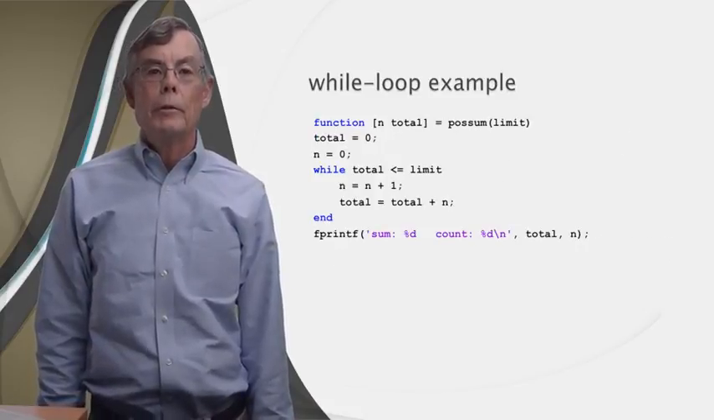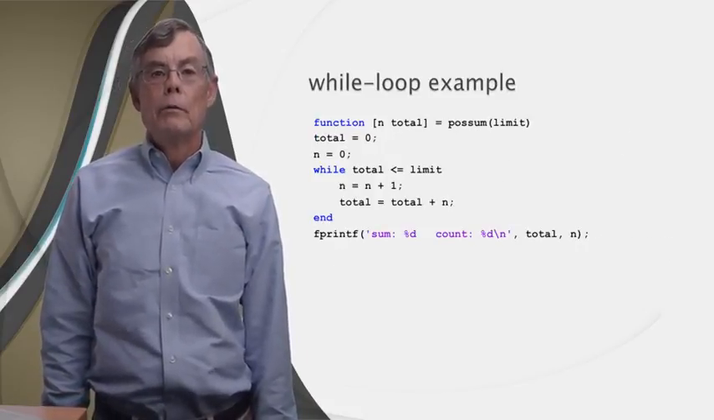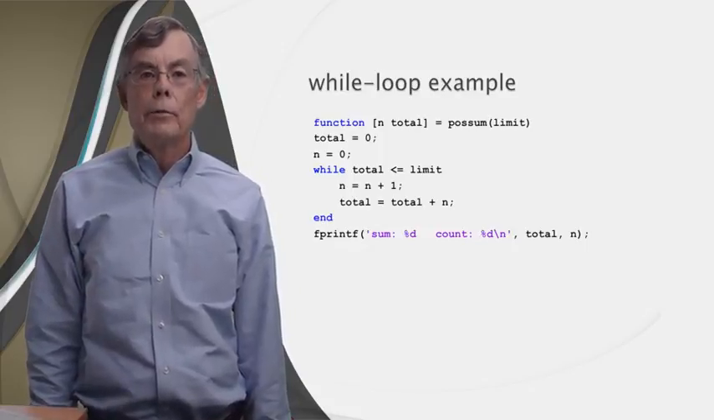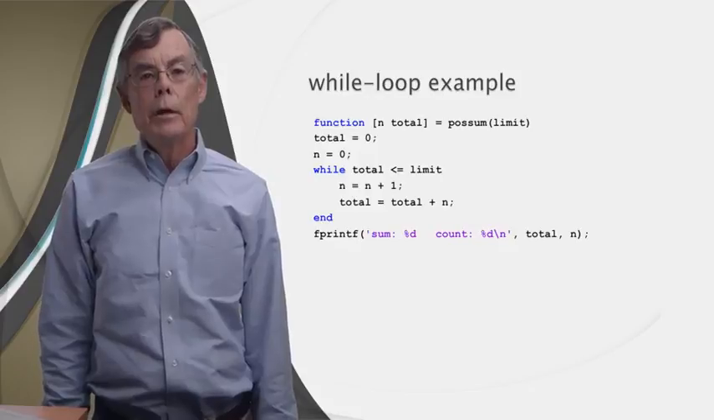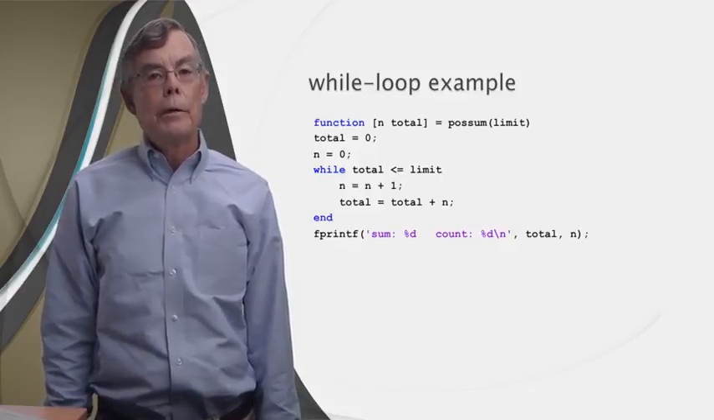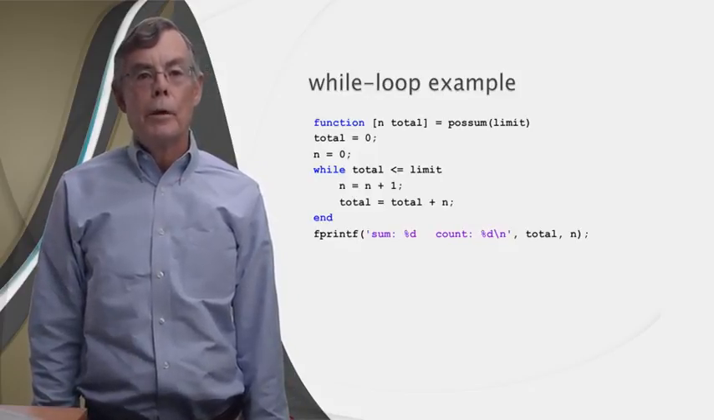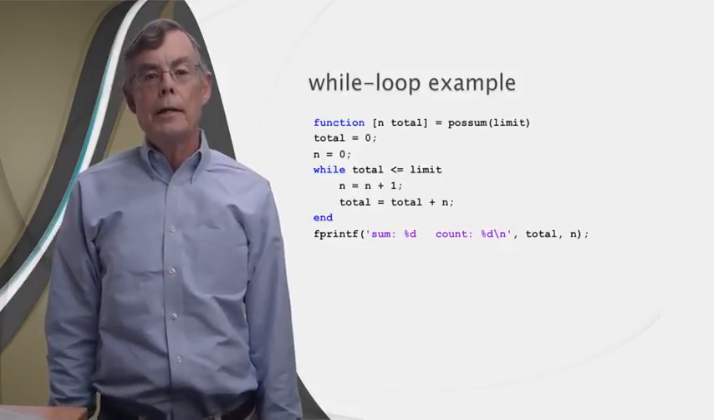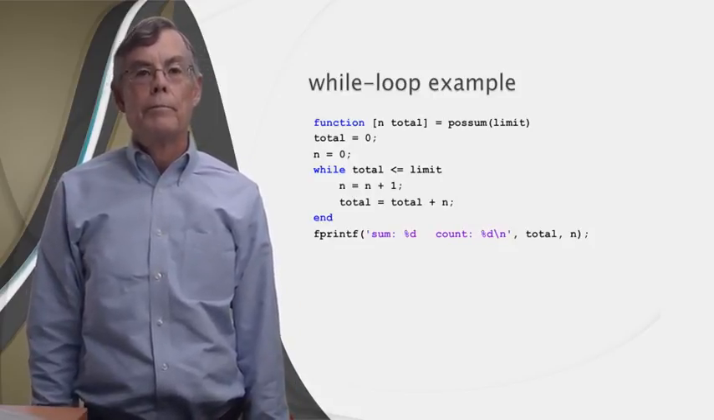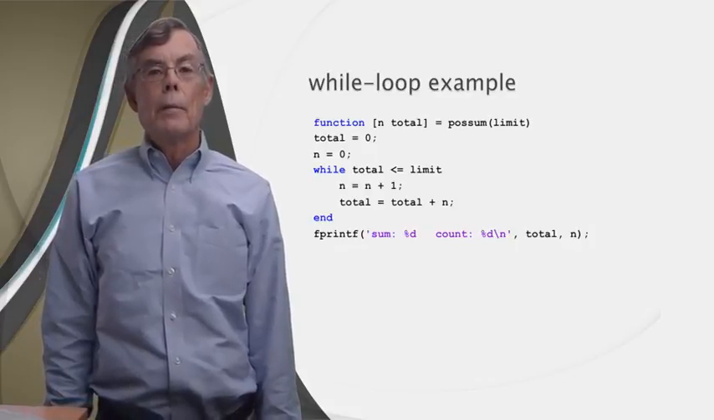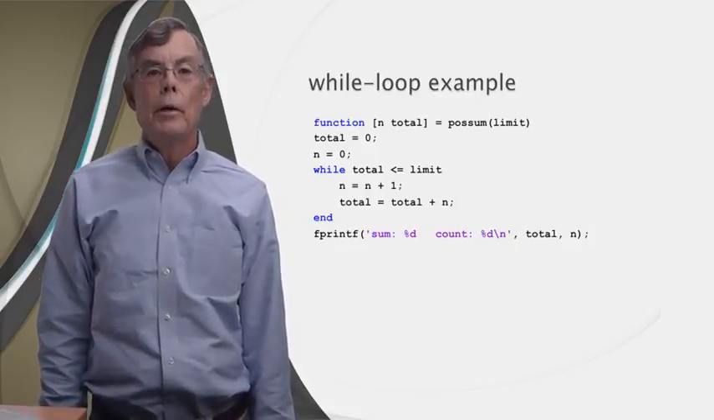Check this function out. We call it POSSUM, for positive integer summation. It takes the limit that we want to exceed as an input argument. It both prints and returns both the number of positive integers we need to add together to exceed the input value and the sum of those integers. We start by setting both n and total to 0.